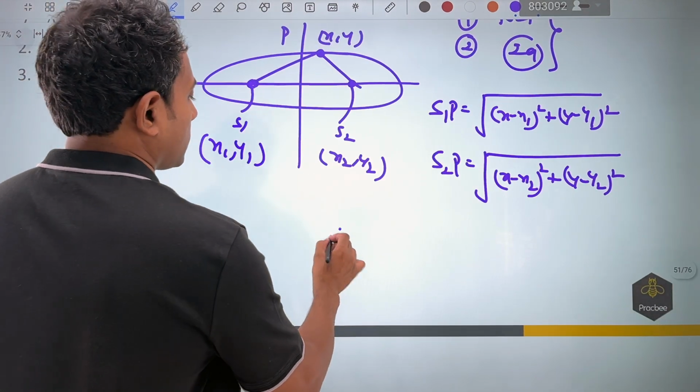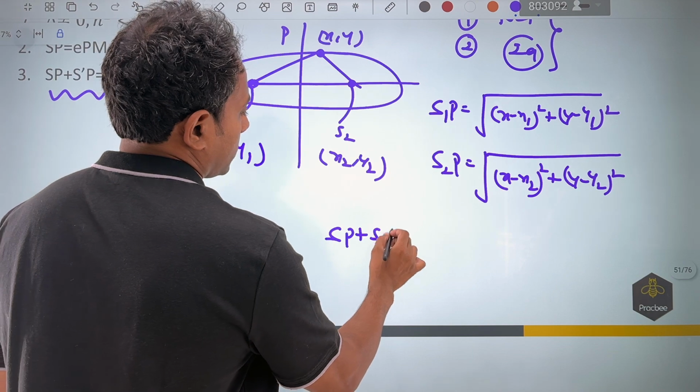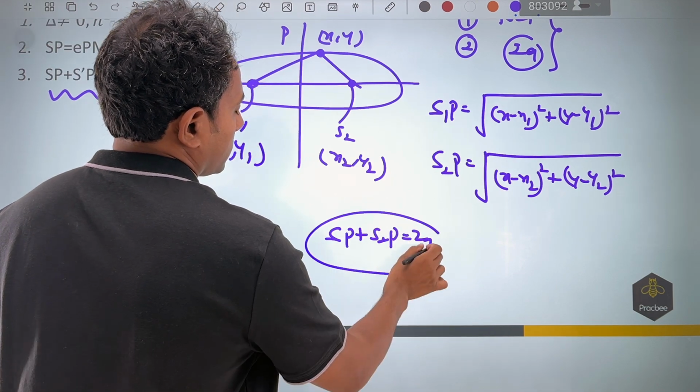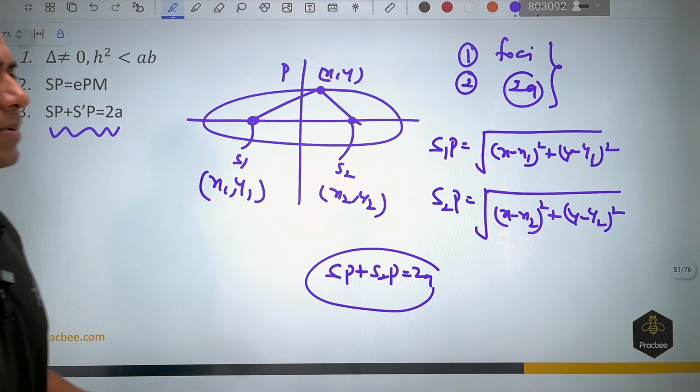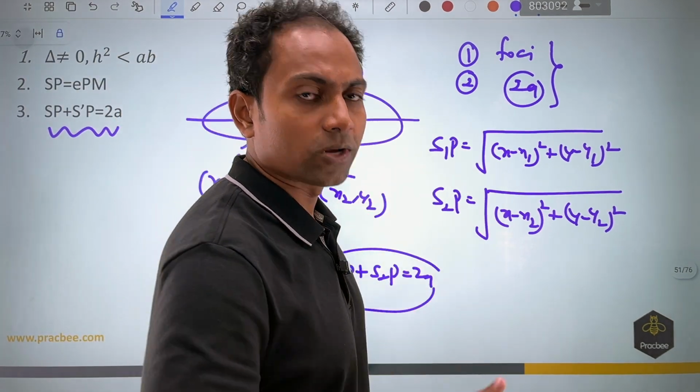Substitute the values in this equation, S1P plus S2P is equal to 2a. Simplify and get the answer. So this is also a type of question based on oblique. So oblique will consist of these primarily 4 types of questions.